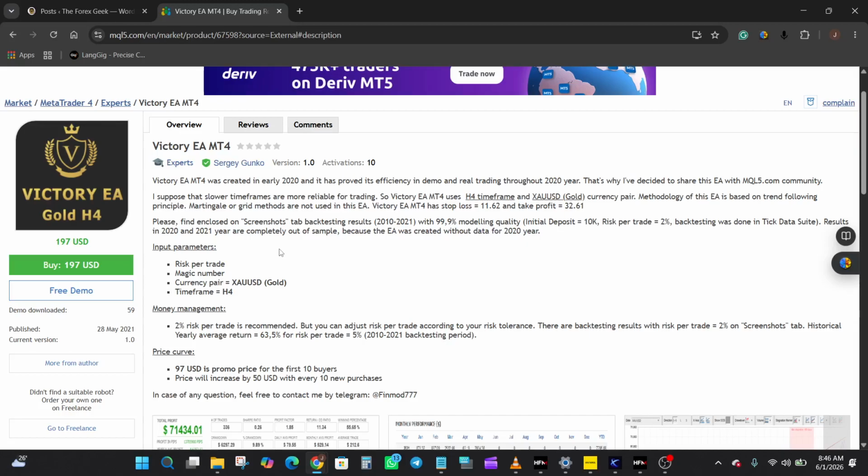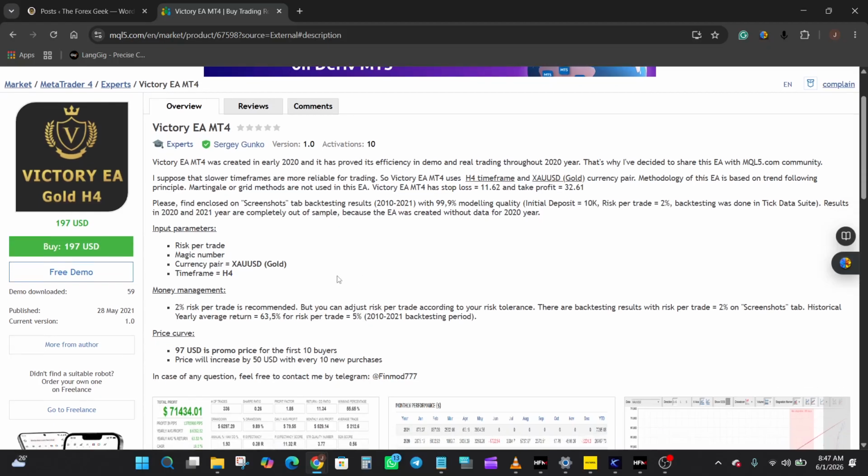Now, moving into the input parameters section, the settings are relatively straightforward. Traders can adjust the risk per trade and magic number, while the recommended market and time frame remain XAUUSD on H4. Now, the developer recommends a risk setting of 2% per trade, although this can be adjusted depending on individual risk tolerance. Now, let's just move over to the historical backtesting section.